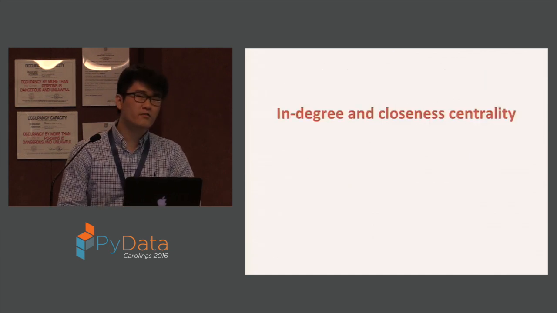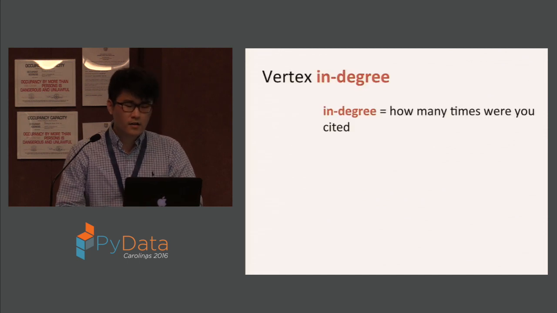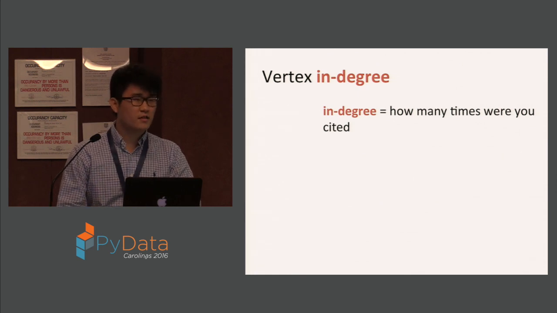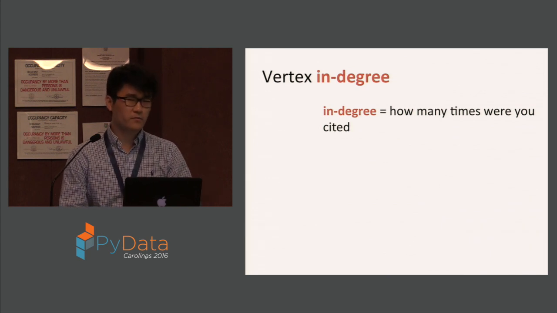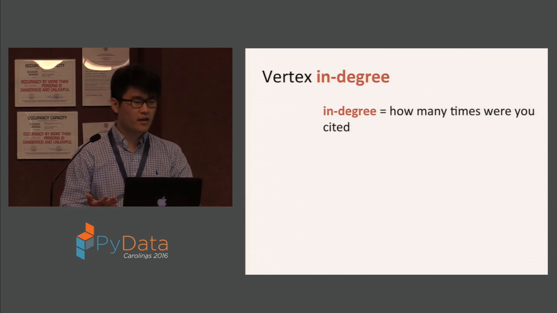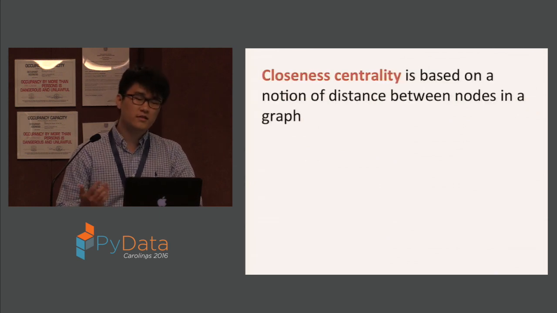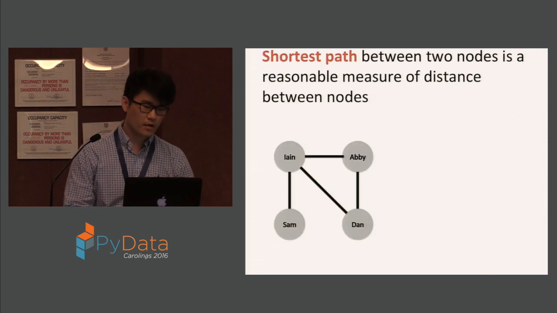So let's talk about in-degree and closeness centrality. In-degree of a court case is basically the number of citations that court case gets. And this is a pretty intuitive centrality measure that most people would use because it's the first thing that'll come to your mind, right? It's pretty easy, and you're just seeing if the most important court case is the most cited court case. And closeness centrality is based on the notion of the distance between two nodes.